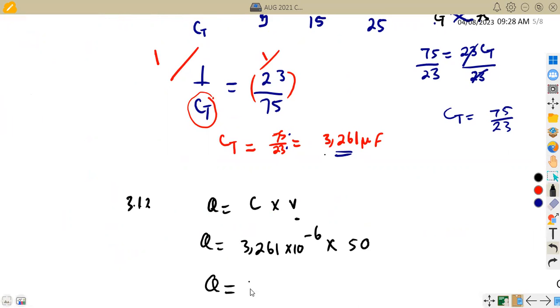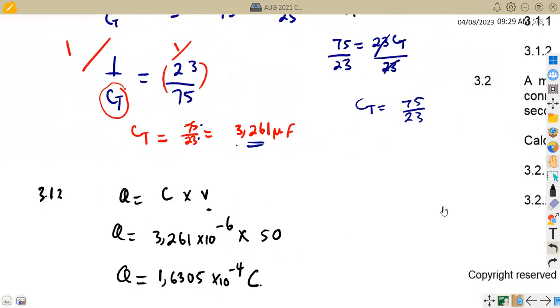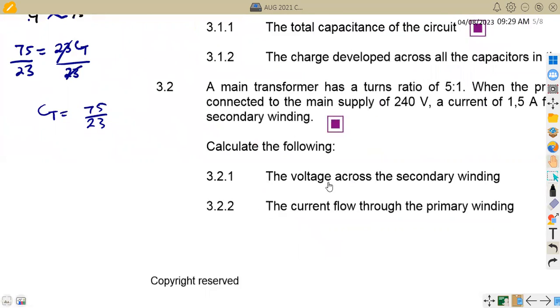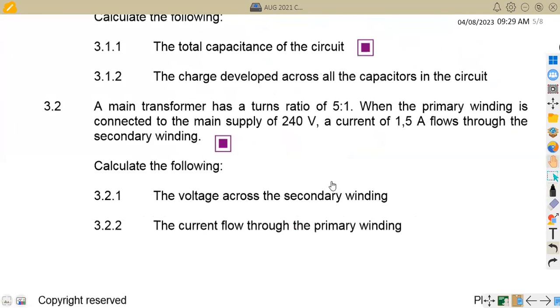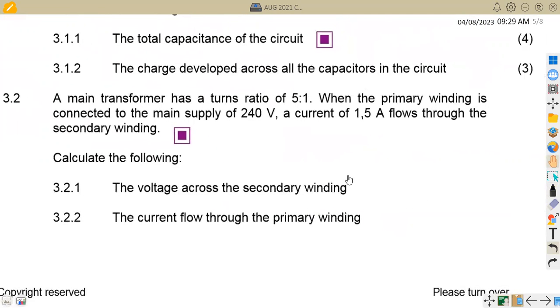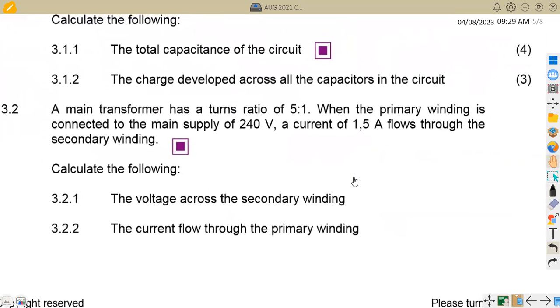You're going to simplify, and you're going to have something like 1,6305 and so on, times 10 to the exponent of -4, which is measured in coulombs. So charge is measured in coulombs. You can leave your answer like that, or you can put it in millicoulombs, depending on how you want your answer to look. All right, so that was question 3.12.